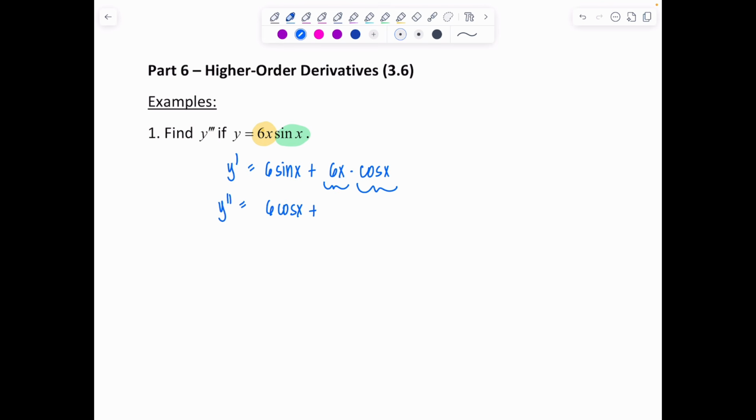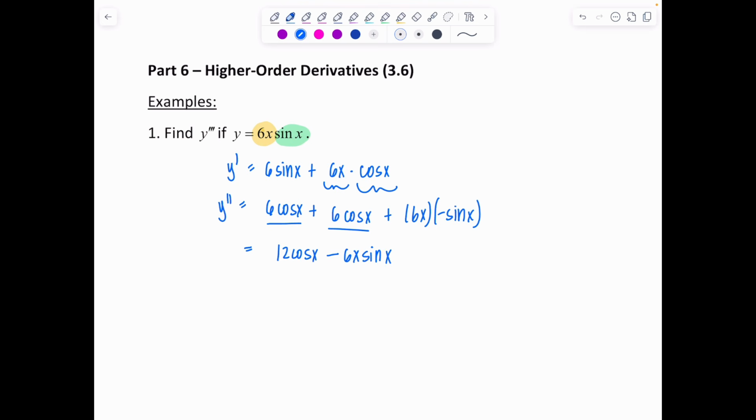So derivative of 6x is 6. Leave cosine x alone. Plus, now leave 6x alone. Derivative of cosine x is negative sine x. So now clean this up. See how these are like terms? So make this 12 cosine x minus 6x sine x.